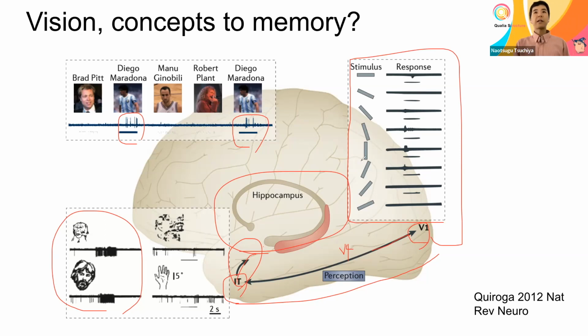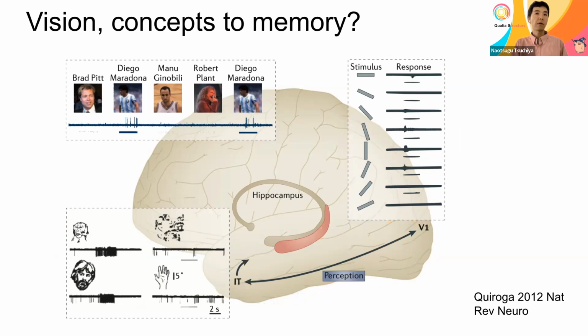So the idea is that the visual experience or perception is formed through this ventral pathway processing to arrive at the IT for recognition. And then that is related to the memory and also concept formation at the level of the hippocampus. That's the model they suggest. So far clear? No question?